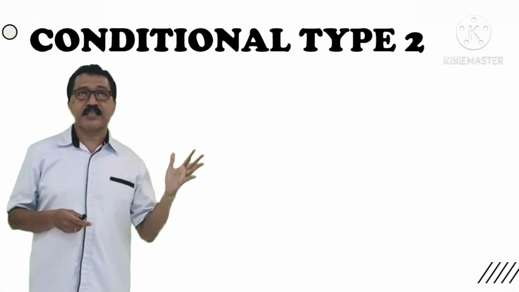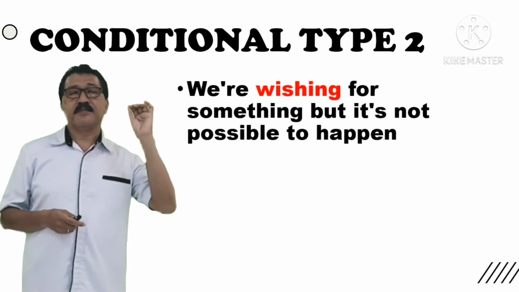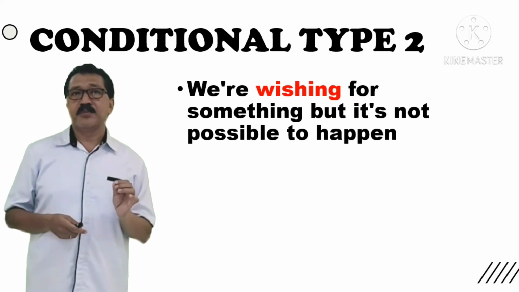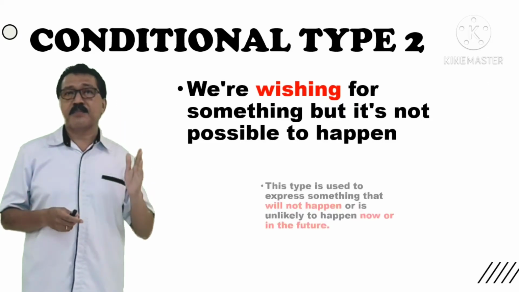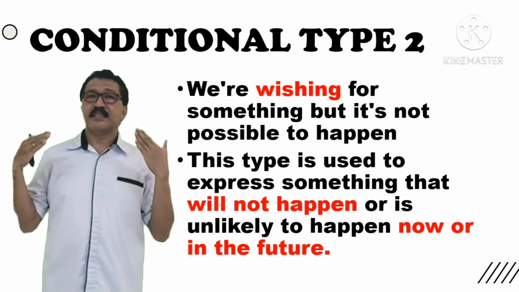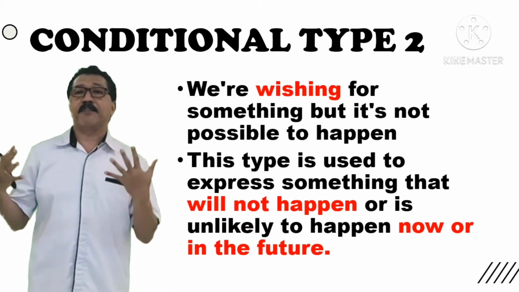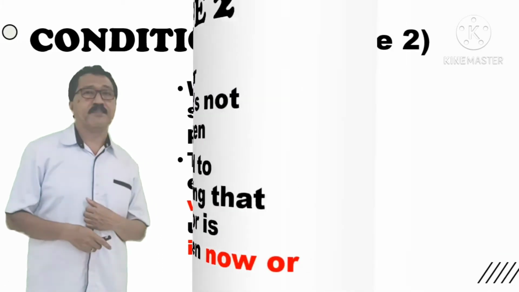So now look at conditional sentence type 2. First, we talk about definitions. Conditional sentence type 2, we are wishing for something but it is not possible to happen. This type is used to express something that will not happen or is unlikely to happen now or in the future.